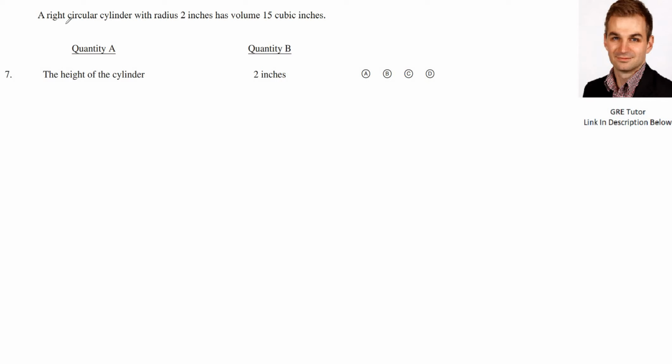Let's start by knowing that this is a right circular cylinder with radius 2 inches. Alright, so this is a cylinder of some sort, like this, something like this. This is a cylinder, and it has a radius of 2 inches. So from the center of the bottom circle, we're talking about a 2-inch radius, just like that. It has a volume of 15 cubic inches.